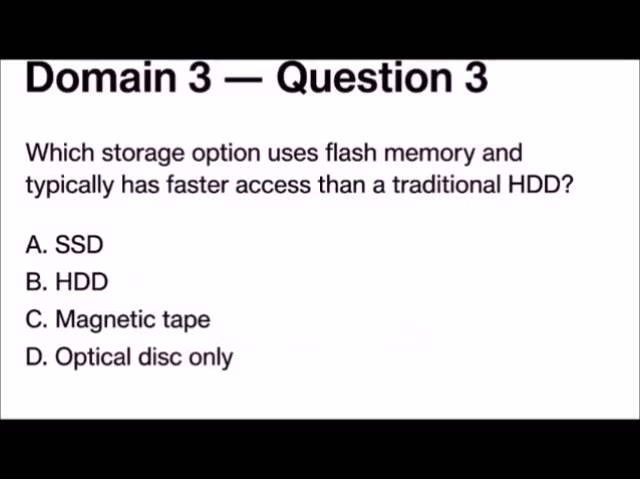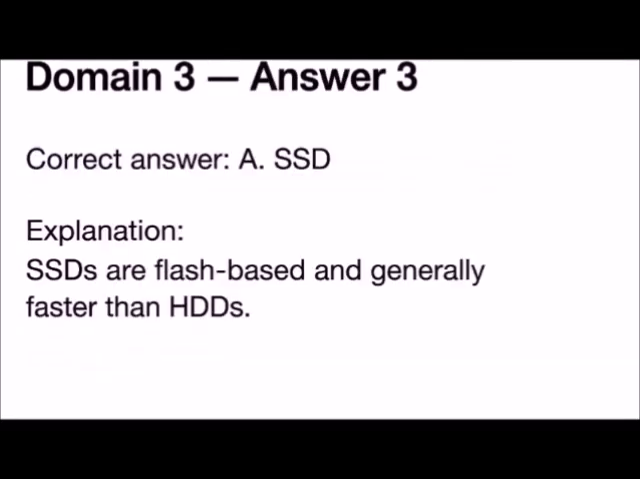Question 3. Which storage option uses flash memory and typically has faster access than a traditional HDD? A. SSD. B. HDD. C. Magnetic tape. D. Optical disc only. Correct answer: A. SSD. Explanation: SSDs are flash-based and generally faster than HDDs.